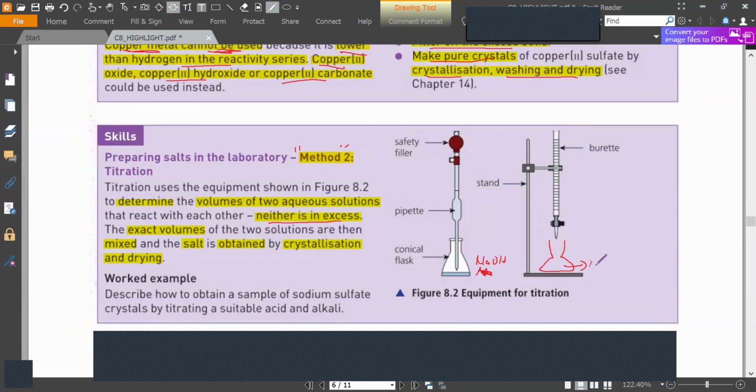Okay. So this one, sodium hydroxide, and then acid. So we will drop the acid until the color change of the indicator. When the indicator color changes, it means we have exactly the same amount of hydrochloric acid and sodium hydroxide. When they are exactly the same amount, then we can get a pure product.